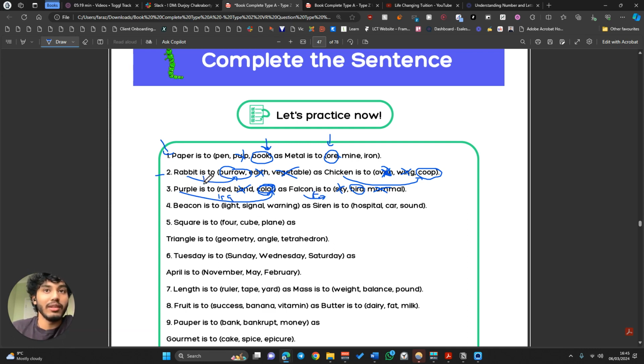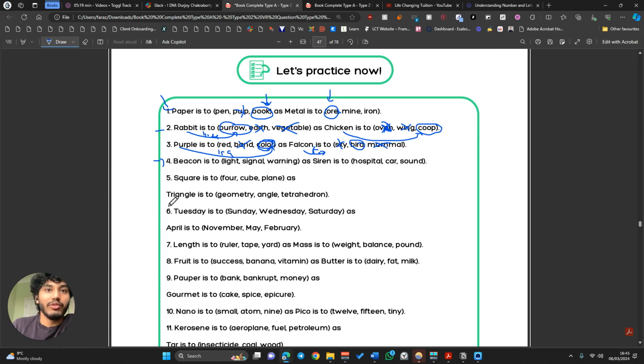For here it'll be rabbit lives in burrow, chicken lives in coop, right? So this is sort of the relationship that we're establishing here. Even though it says "is to", it's just a general way of saying it. So we'll do a few more.